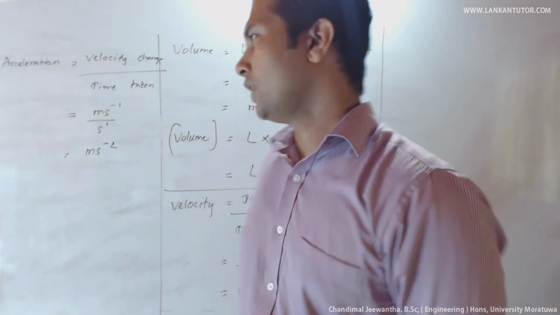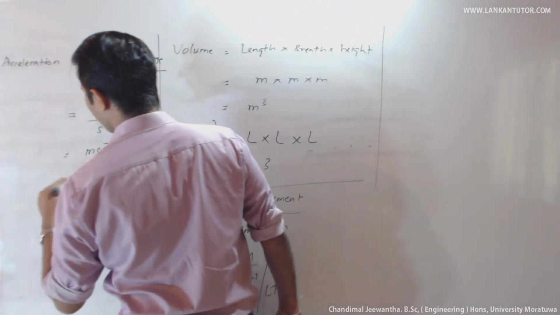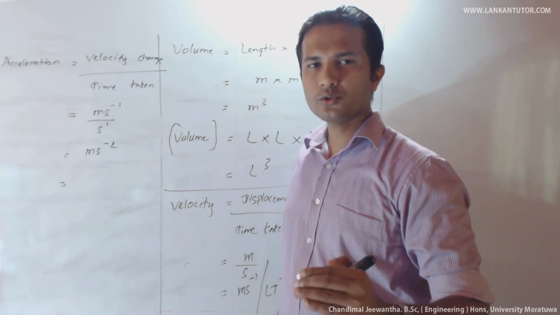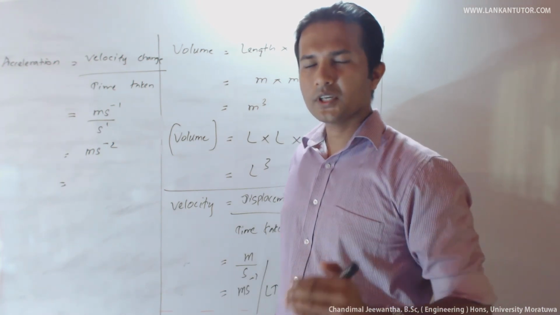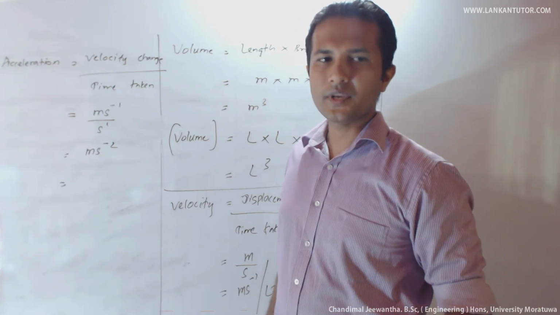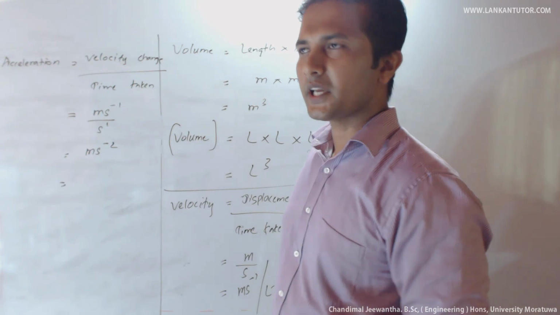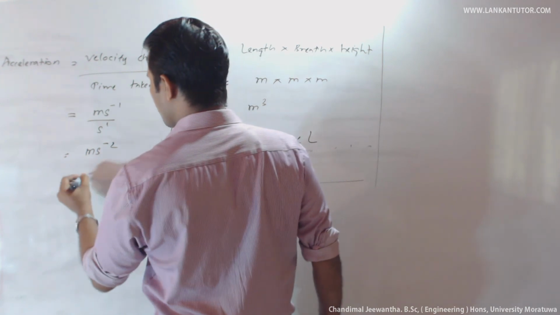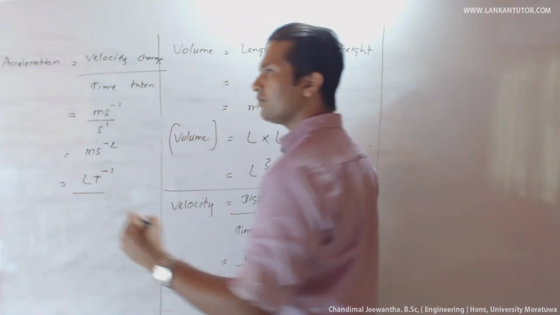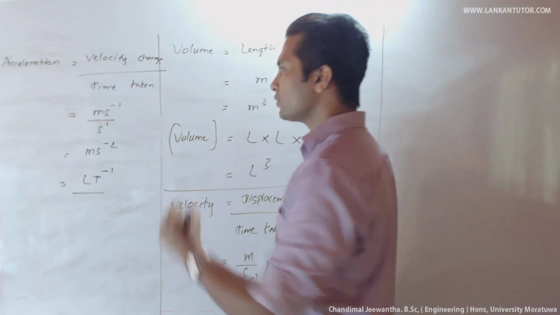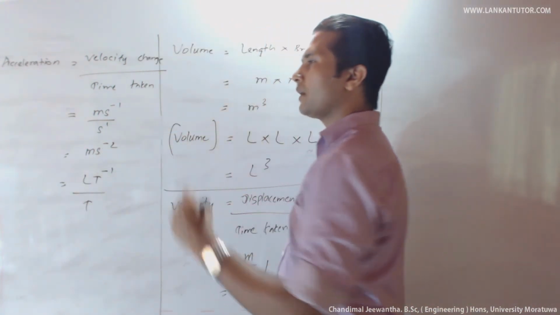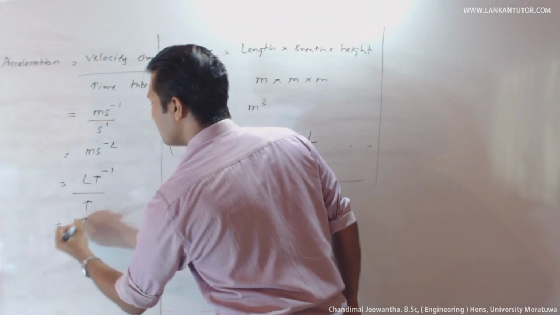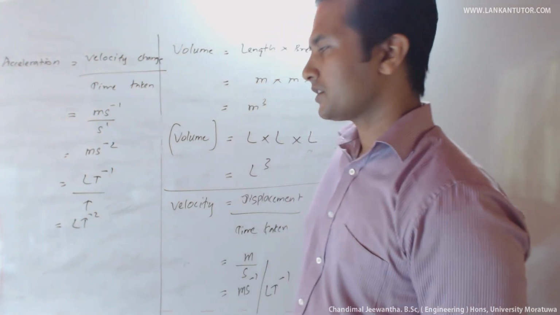ms minus 2. Right. Then finding the dimension of acceleration, what do we have to do? We follow the same procedure as in previous cases. You have to get the dimension of velocity change, same as velocity, therefore it becomes LT minus 1. Then you have to consider the dimension of time taken as well, that becomes capital T. Then it goes up. Finally, the dimension of the acceleration becomes LT minus 2.